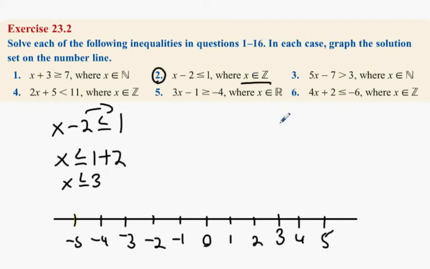x is an element of, where does it start? Is it dots or a shaded line? Is 3 included? Why? It's an equal to. It's smaller than or equal to 3. So it's 3, 2, 1, 0, minus 1, and you can go on forever. Is that alright? That's your first one done. What about question 3? Question 3, guys. What do you think?